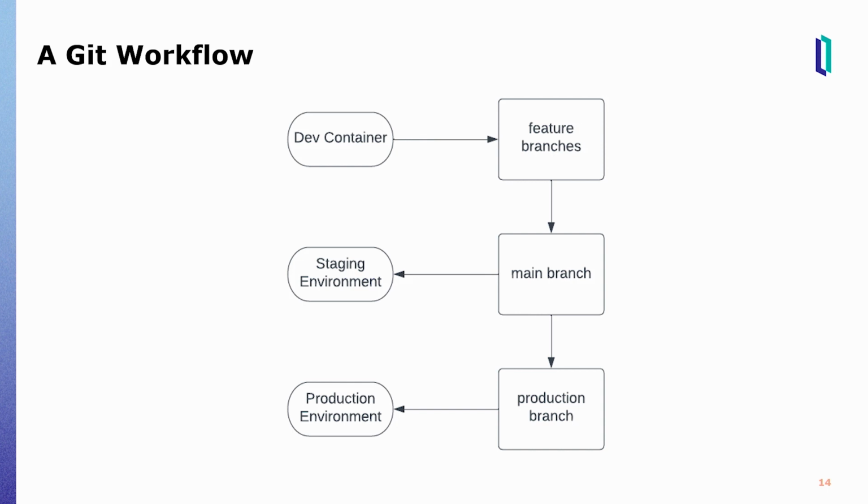When I'm developing a feature, I create a feature branch. This is a very common flow for Git. And I'm going to check in changes from my development container to that feature branch. Then from the feature branch, I merge to main, and I can deploy it to my pre-production environment. Once it's gone through some review, I'm ready to go live. I merge it to my separate production branch. And then I deploy from the production branch to the production environment.